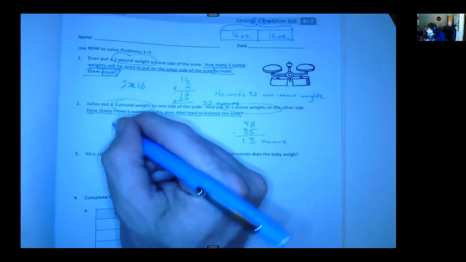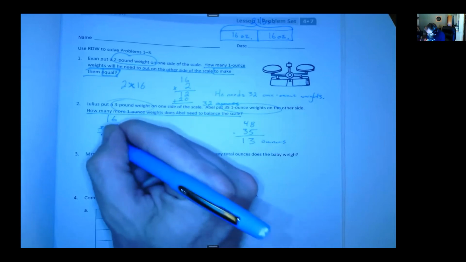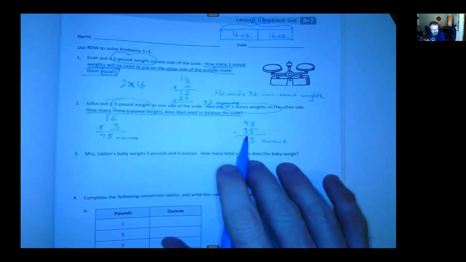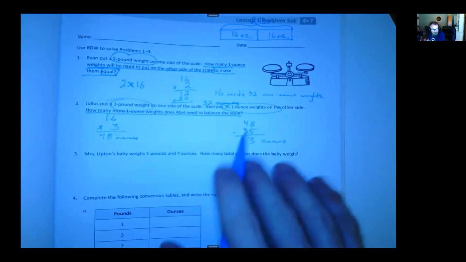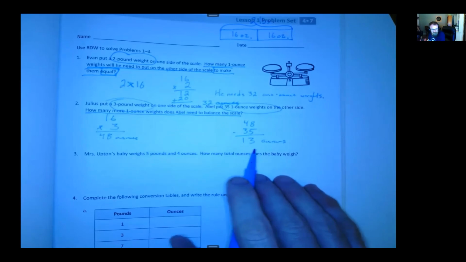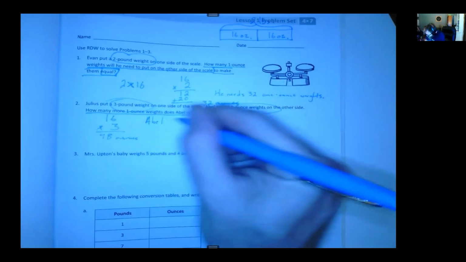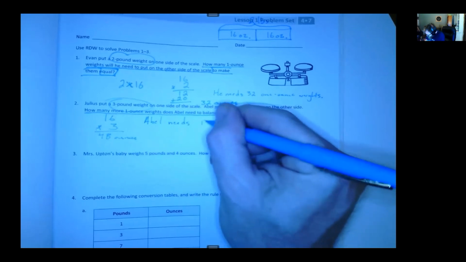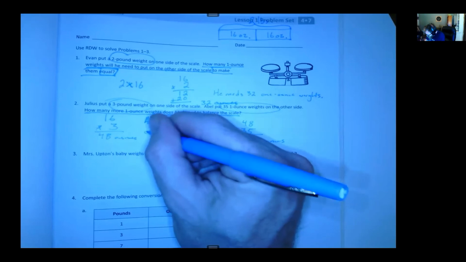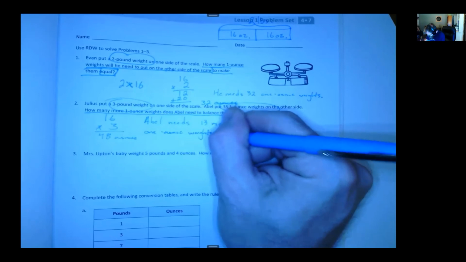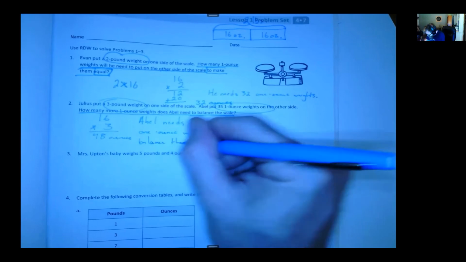Right, 3 pounds, 16 ounces in a pound. That gives us 48 ounces, and that's what we subtracted here. We took 35 out of 48. That left us with 13 ounces. Abel needs 13 ounces to balance the scale. Or Abel needs 13 more 1-ounce weights to balance the scale.